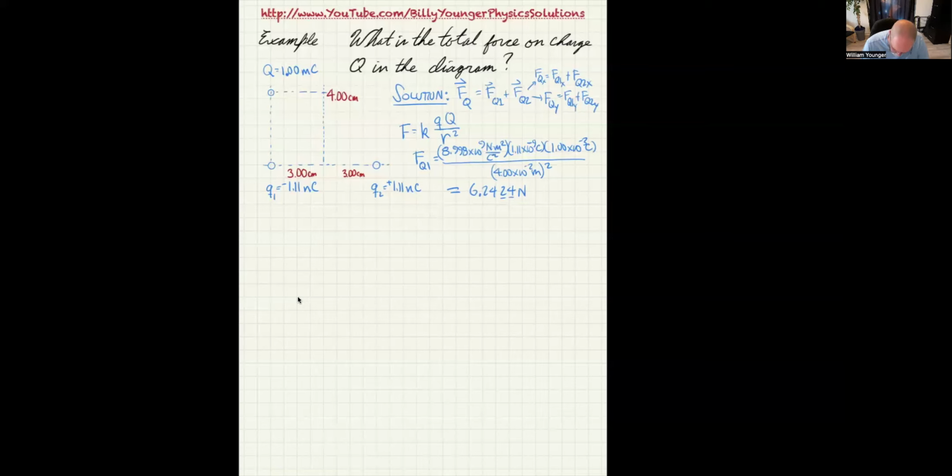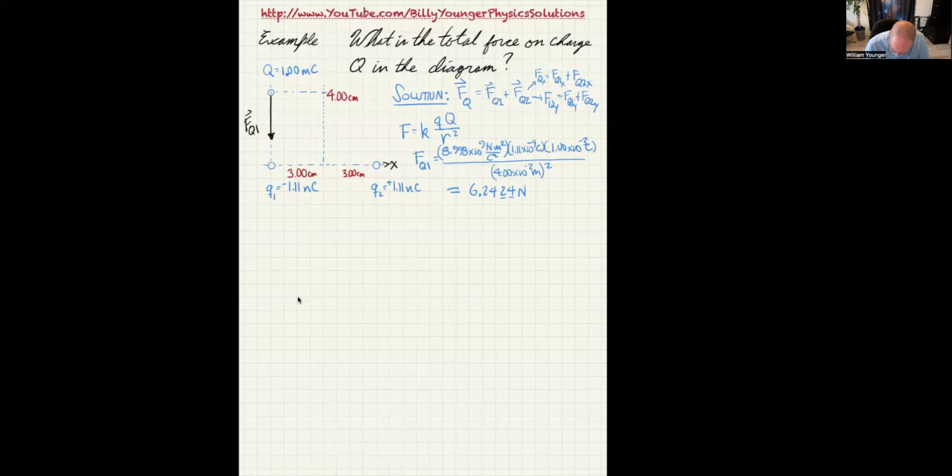So I'm going to say this force is actually acting this way. That's going to be my negative y direction. And that's going to be just plain FQ1. Okay. Now, I haven't really done anything in terms of coordinates, so I am going to have to break it down into x and y components.